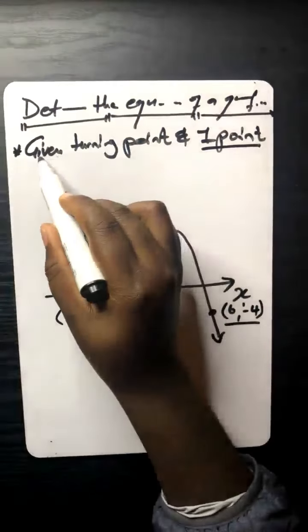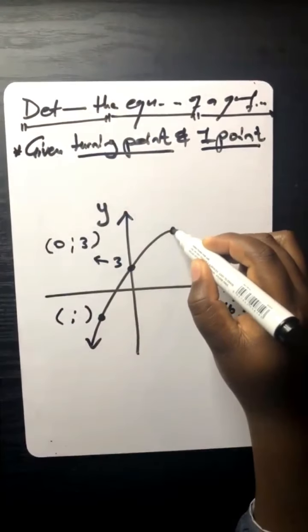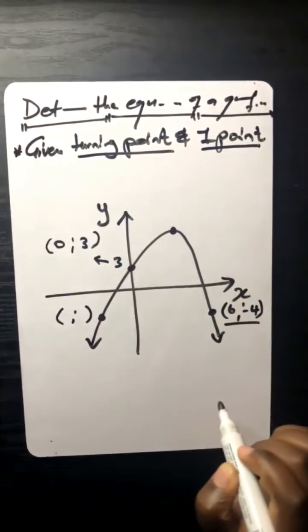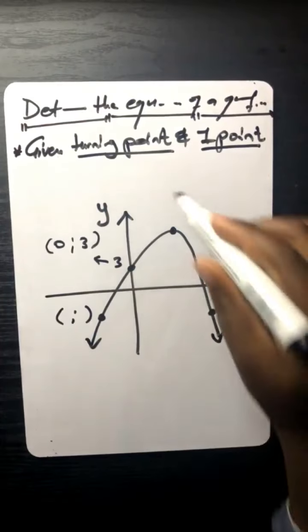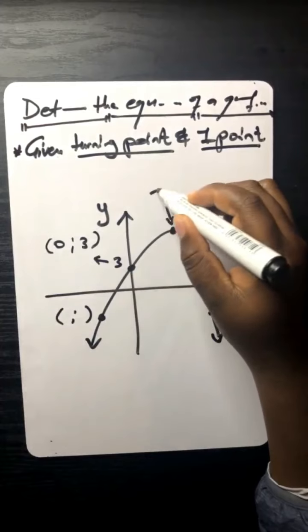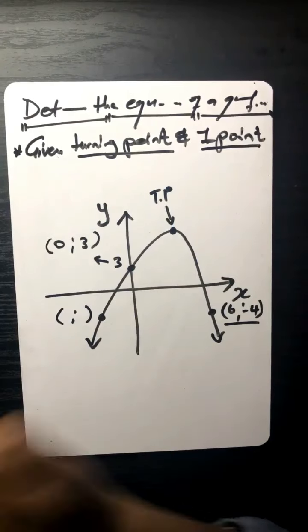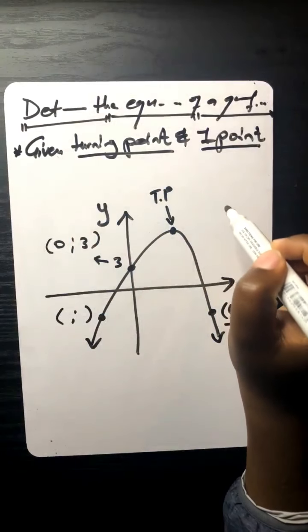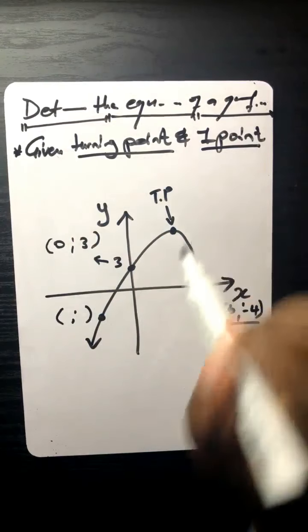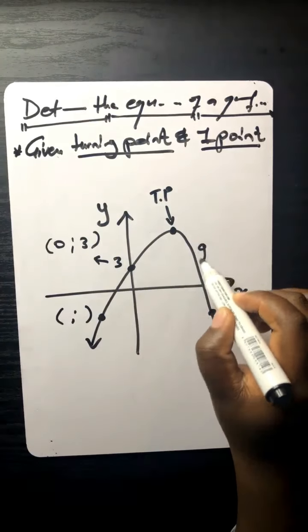What about the turning point? In terms of the turning point, guys, the turning point is that point where your graph changes direction. It has been moving in that direction, then it turns there. We call that point TP, which is the turning point. So in case you are given the turning point and 1 point, this is the formula that you use. Let's say maybe this is the graph of a G, for example.